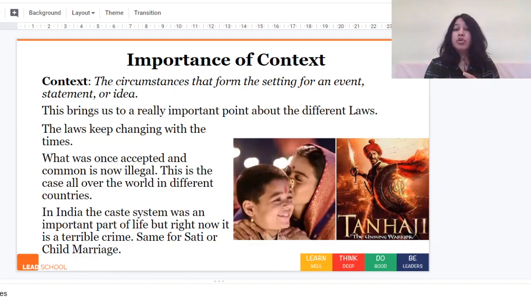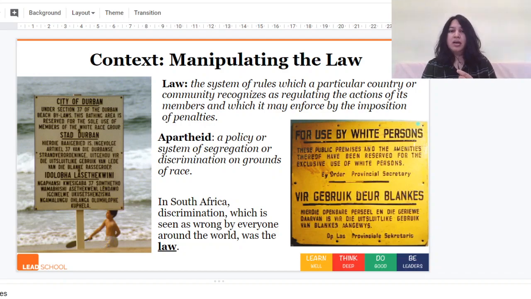So, talking more about the law. What is the law? It is a system of rules which a particular country or community recognizes as regulating the actions of its members and which it may enforce by the imposition of penalties. So a law basically decides whether you are a criminal, whether you deserve to go to jail, whether you're doing the right thing or the wrong thing. The laws in our country decide that.